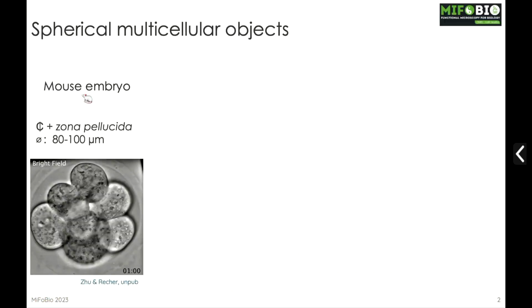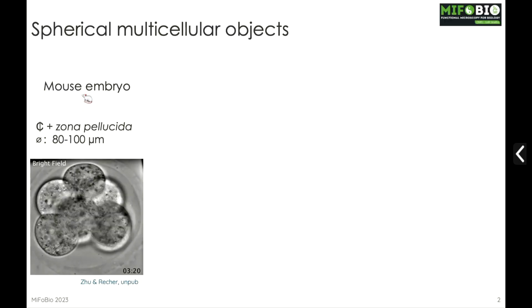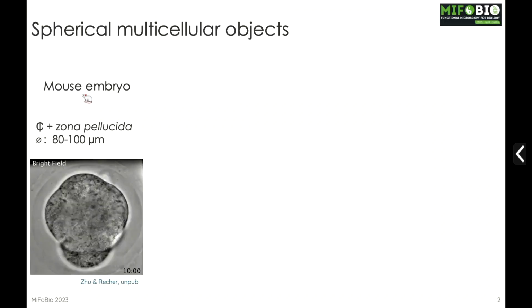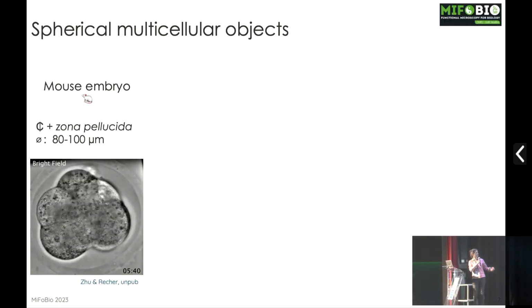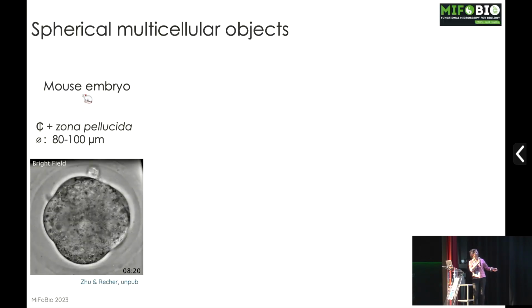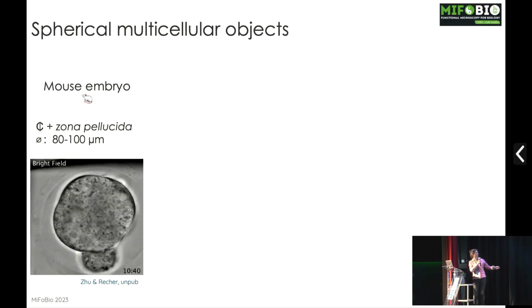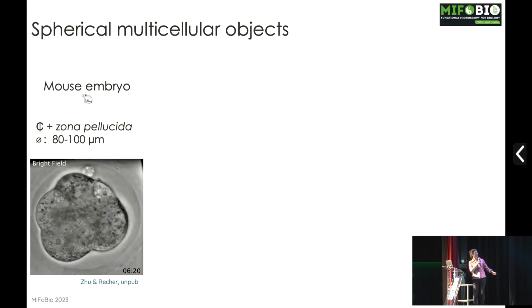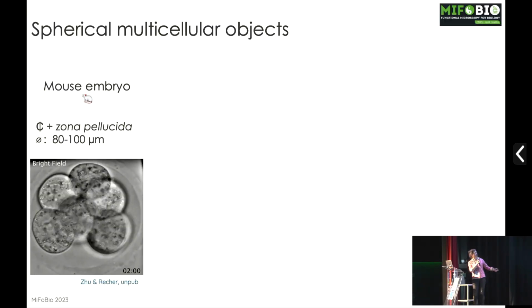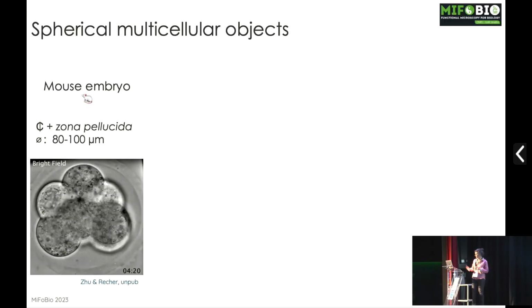So here you see a mouse embryo, regular, very standard bright field imaging. The mouse embryo is actually around 80 microns. Here you see the cells dividing, organizing. It's surrounded by a small thin layer, very transparent and protective, which is the zona pellucida.